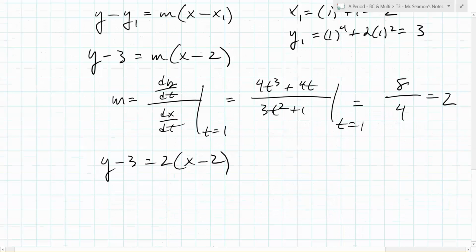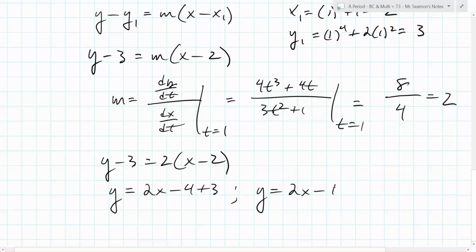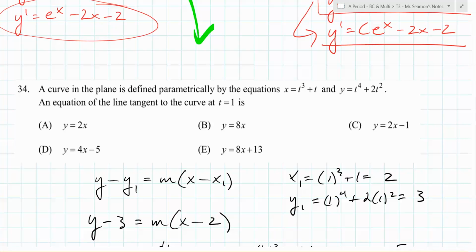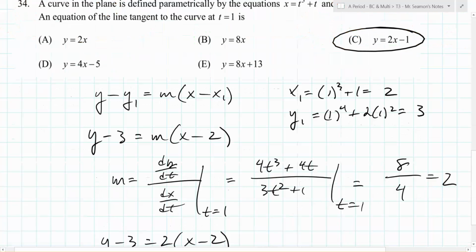Are any of those in the right form? Okay, you got to do a little more. Y is equal to 2x minus 4 plus 3. So y is equal to 2x minus what? 1. Is that one of the answers? Yeah, C. Yeah, I just let my dx and my dy in there.